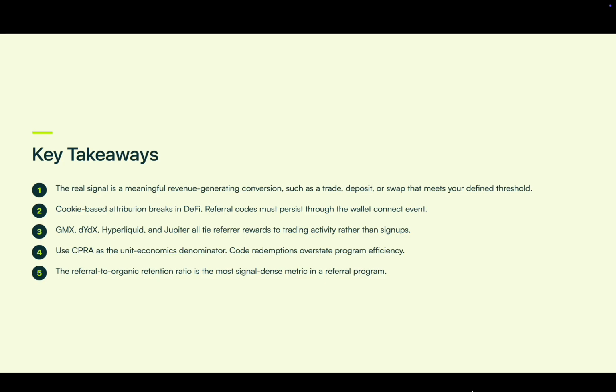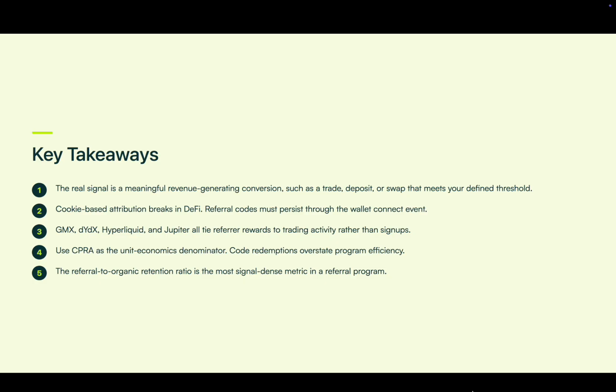First, a wallet connect is not the conversion event you should optimize for. The real signal should be a meaningful revenue-generating conversion, such as a trade, deposit, or swap that meets your defined threshold. Second, traditional cookie-based attribution breaks in DeFi because the user journey can move between browsers, devices, and wallets.